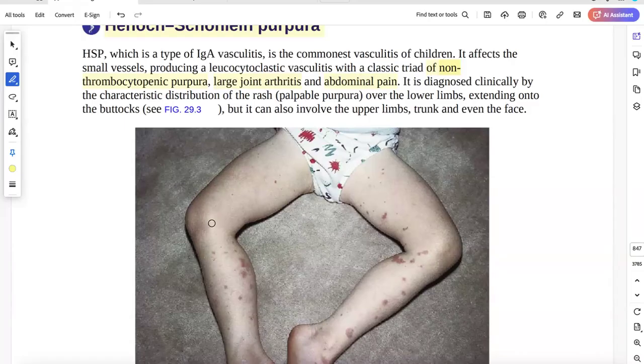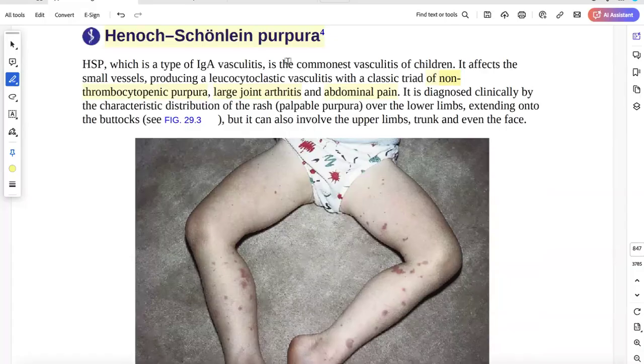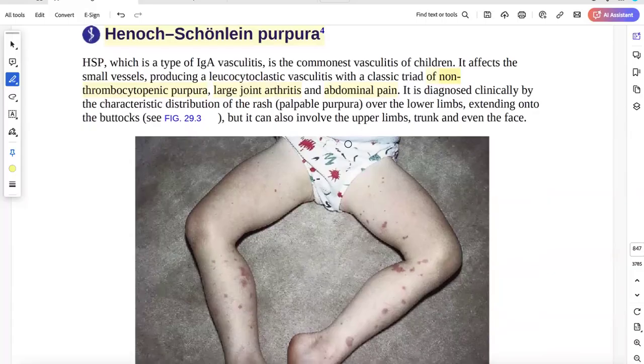Okay? Now, when we see this kind of bleeding spot, immediately we think this is because of low platelets. But in patients who have Henoch-Schönlein purpura, the platelet count will be normal. That's why it is called non-thrombocytopenic purpura. They will also complain of pain in the knee joint and ankle joint, because that's what it causes, and abdominal pain, and sometimes they can even have hematuria.